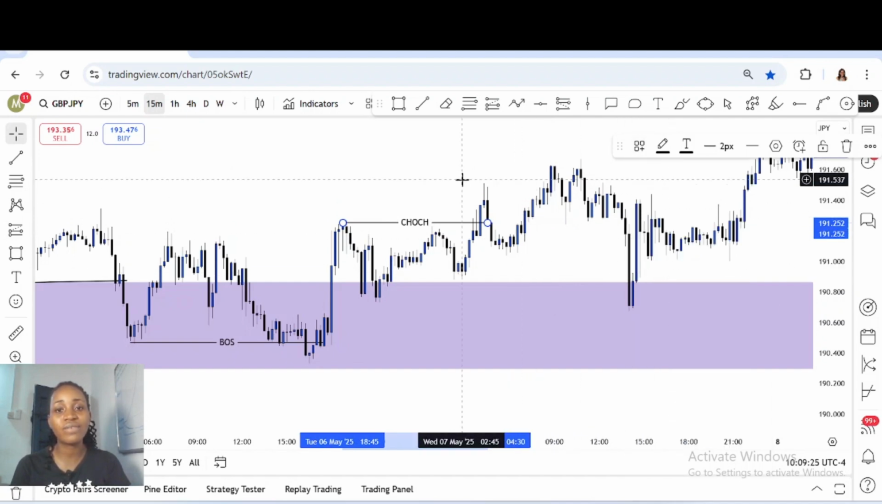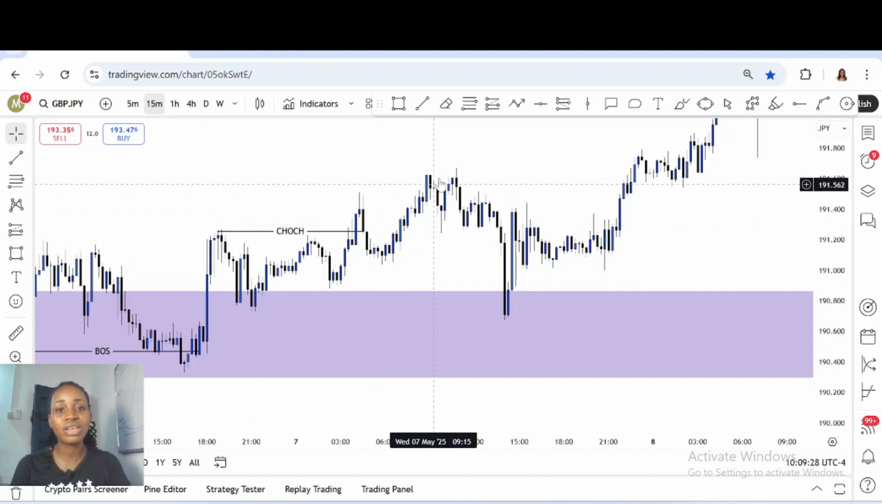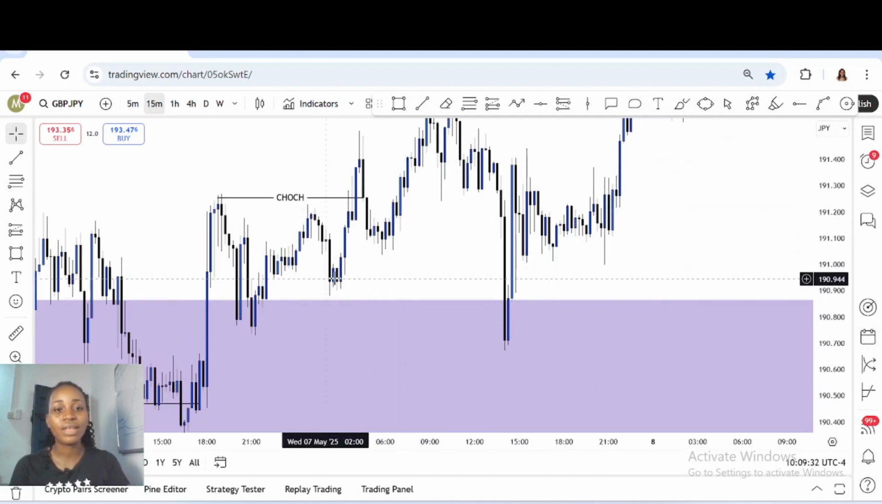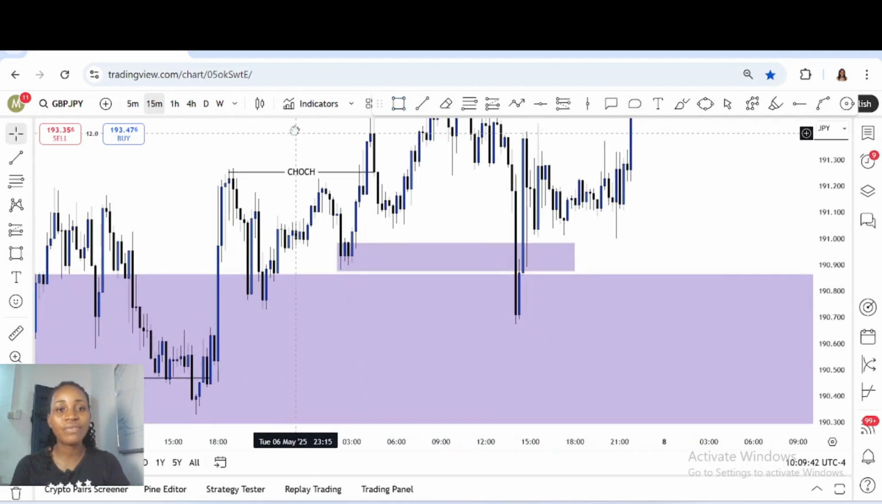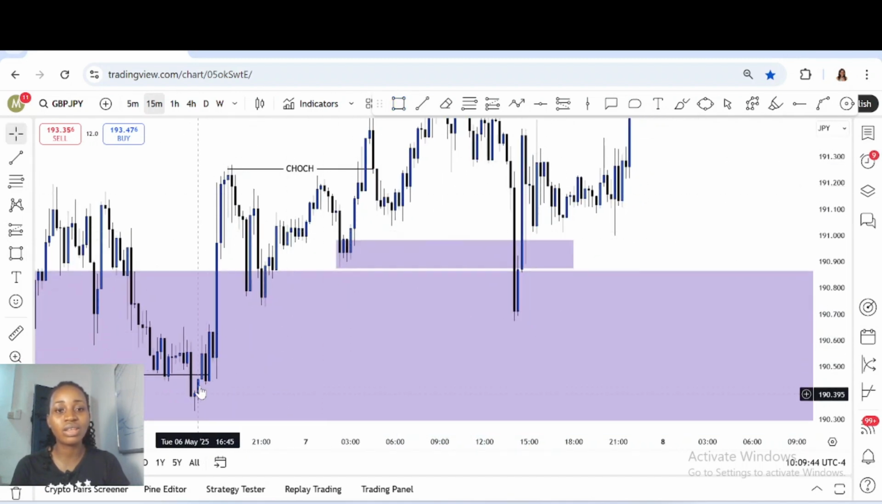So from here now you can spot a change of character to the upside. Remember, this is 15-minute time frame. You can spot a change of character here to the upside. Now this is the change of character, and look at here, this was actually the origin of this particular swing here, right? This is the origin of this particular swing.